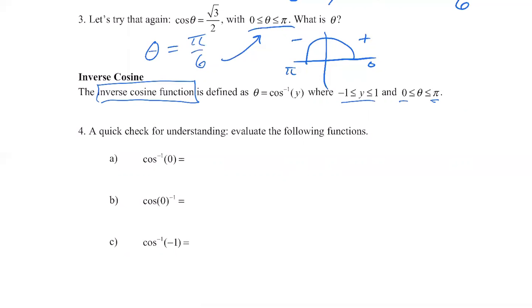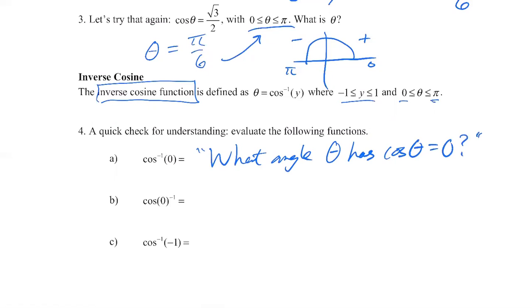Now let's do a quick check for understanding. I want you to evaluate the following functions, and you should try doing these yourself to see if you can work through it. I'll come behind you. Inverse cosine of 0. This is asking us what angle theta has cosine theta equal to 0. And the answer, inside of theta being greater than or equal to 0 and less than or equal to pi, would be pi over 2.